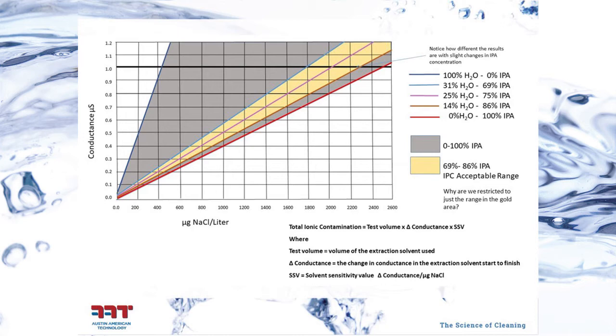So basically the question is, since we have this chart and we can see that it's chartable and it's linear, why in the world are we restricted to just the solutions that are in that gold area? As long as we can predict the reaction anywhere else, we should be able to use 100% IPA for our testing, or for that matter 100% DI water.